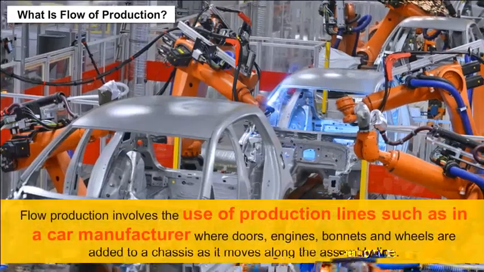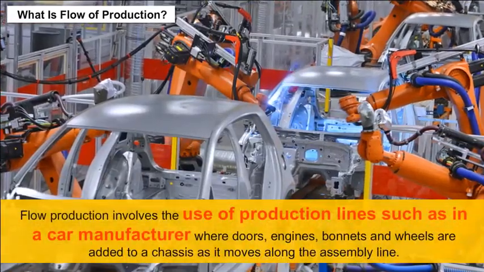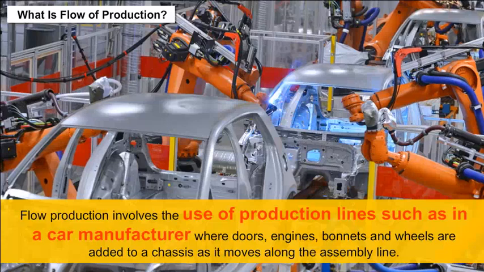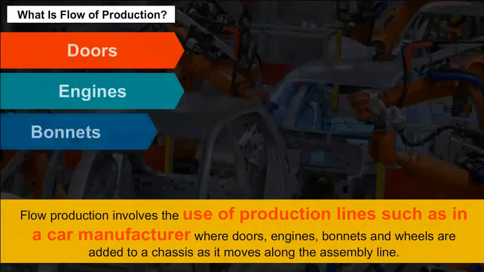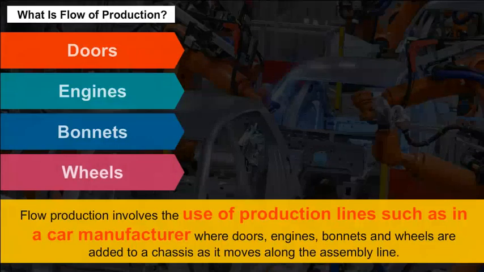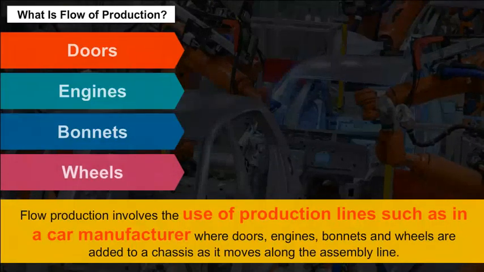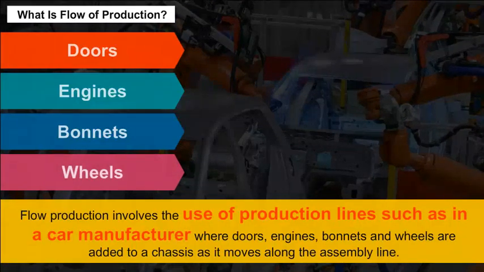Flow production involves the use of production lines, such as in a car manufacturer where doors, engines, bonnets, and wheels are added to a chassis as it moves along the assembly line.